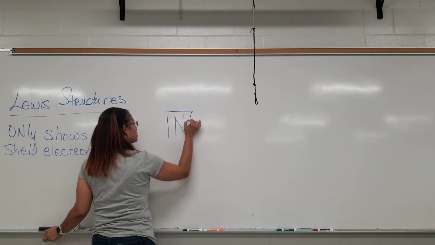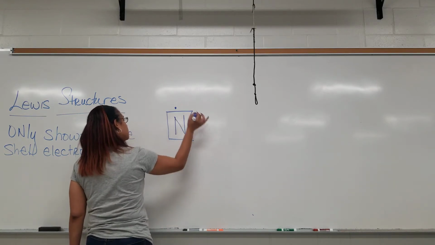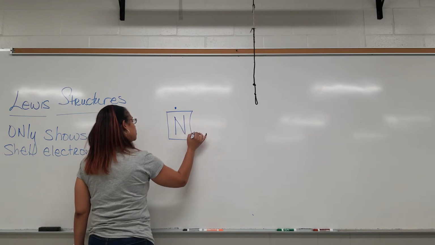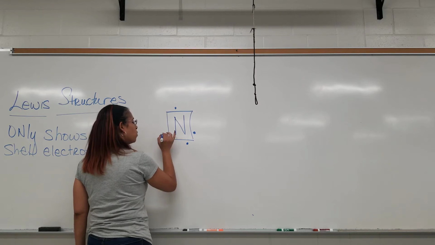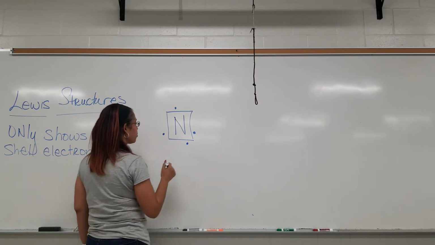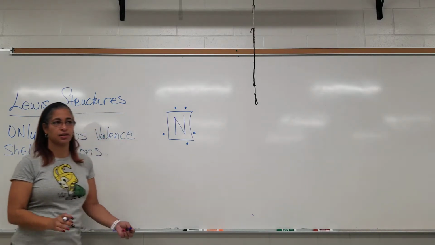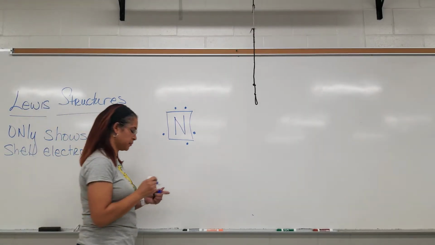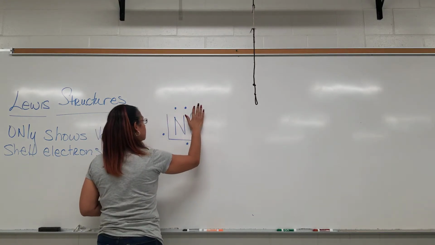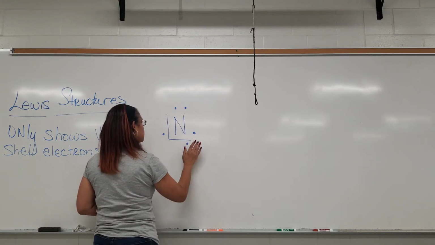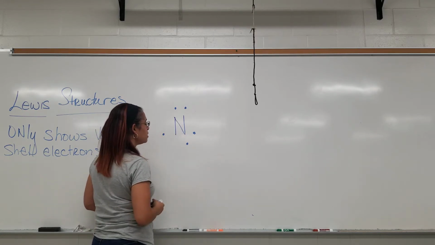So I put a box around nitrogen and I place the electrons: 1, 2, 3, 4. And nitrogen is in group 5, so it has 5 electrons in the outer shell, not 7, I apologize. It has 7 total. When you remove the box, this is what the Lewis structure looks like.